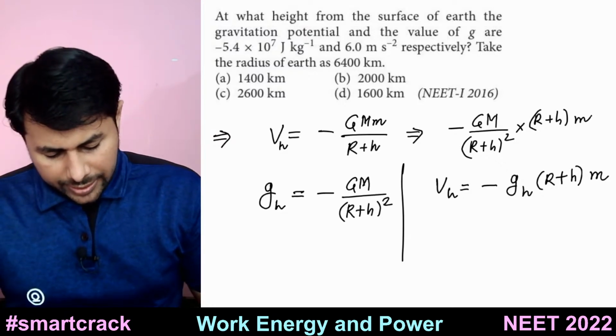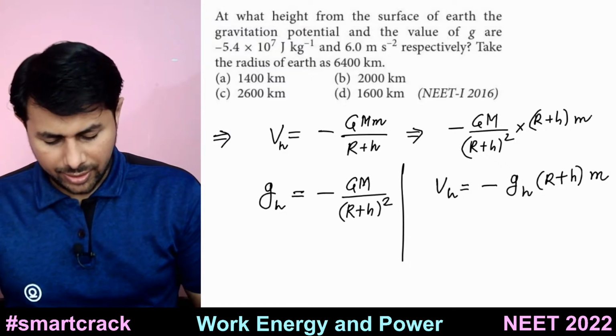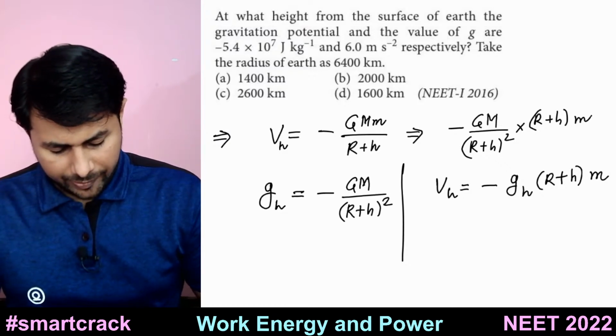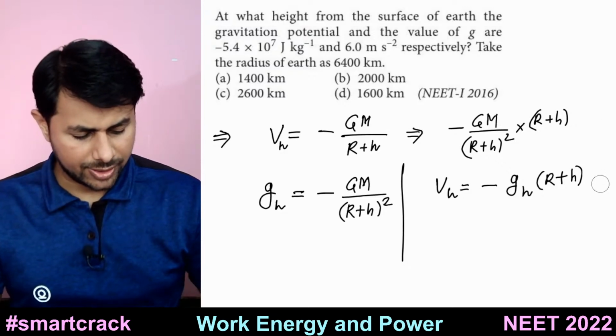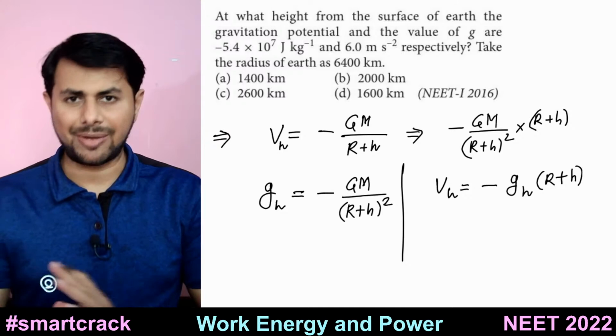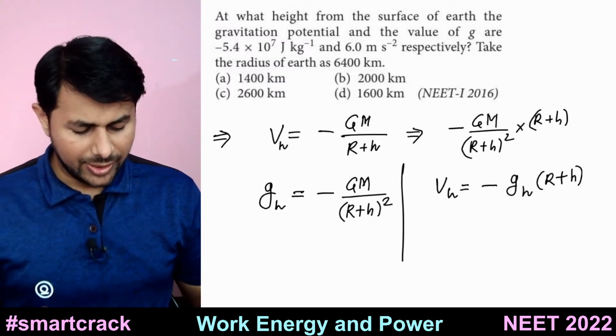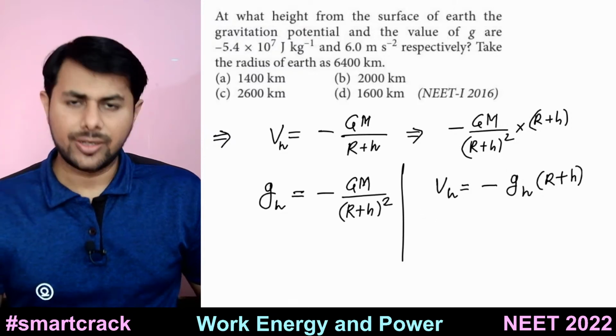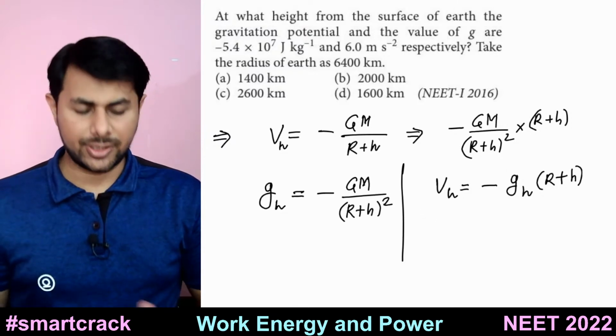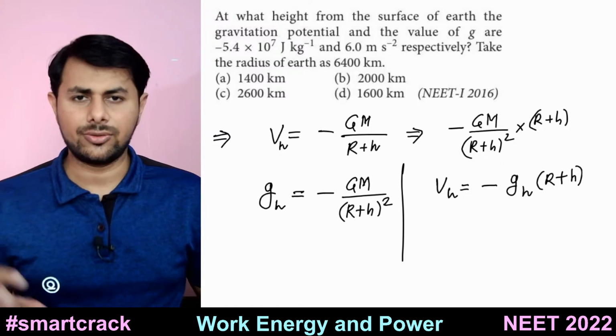Oh, we want gravitational potential and not energy. So there is no m, no small m in the formula for gravitational potential. Okay, that's my mistake. Sorry for that. So we get Vh, the potential at height h, is equal to minus gh into r plus h.